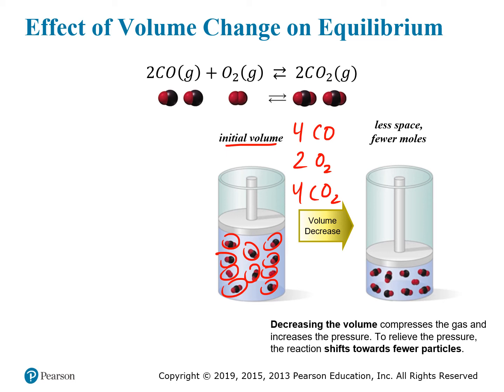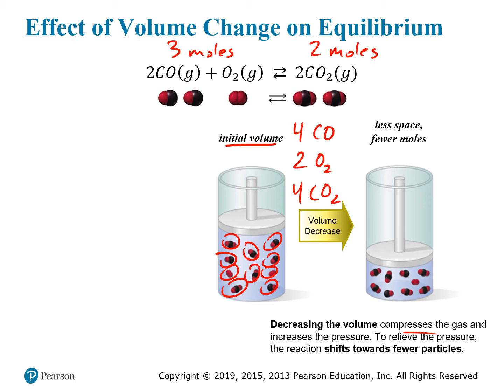And so for this particular reaction, again, we have 3 moles of gas on the left-hand side and 2 moles of gas on the right-hand side. So in order to get rid of some molecules to free up some space, it's going to shift to the right. Decreasing the volume compresses the gas and increases the pressure. To relieve the pressure, the reaction shifts towards fewer particles. It shifts towards the right-hand side.